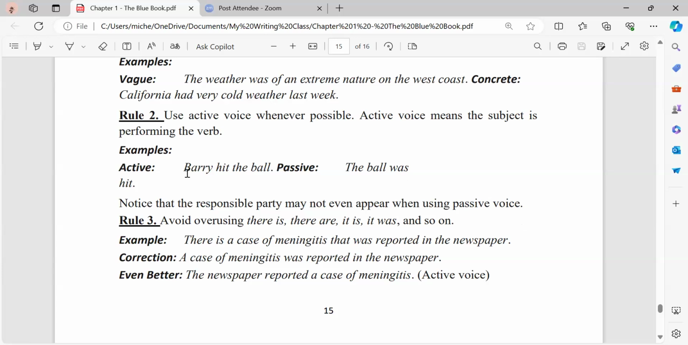So active, usually the subject, the one that performs the verb, here Barry, is usually at the front. This is the verb, hit, the ball. The ball is just an object. While in passive, usually the object would be at the front. So this one we have the ball, and then the verb is hit. You can actually say the ball was hit by Barry, but usually people would discard the subject, so just saying the ball was hit.